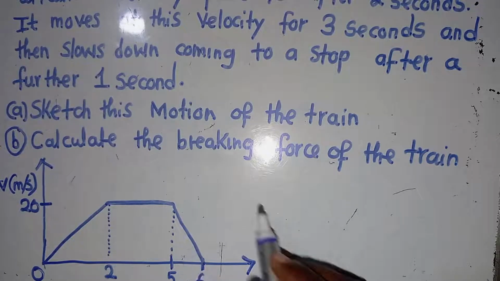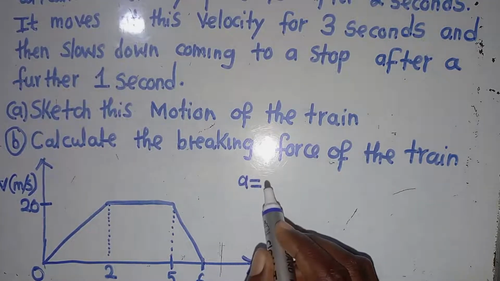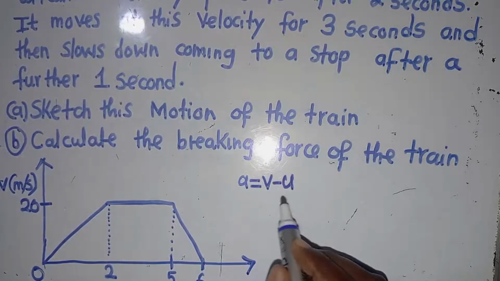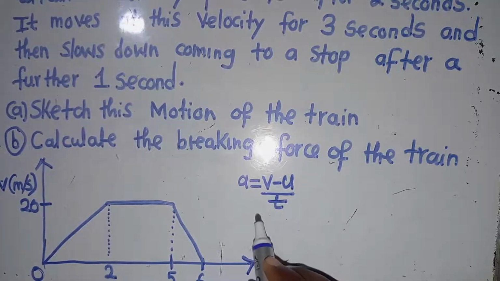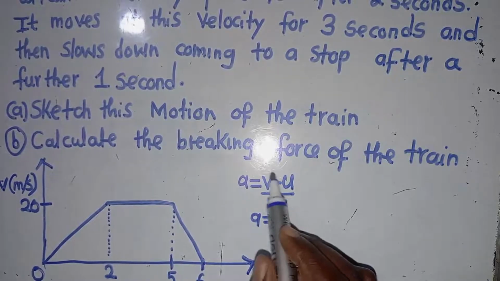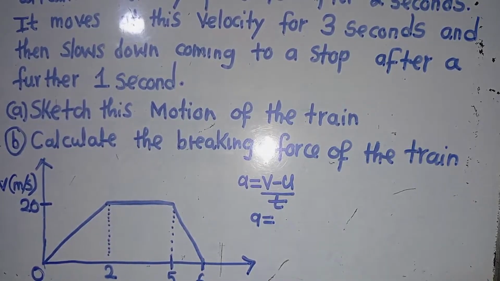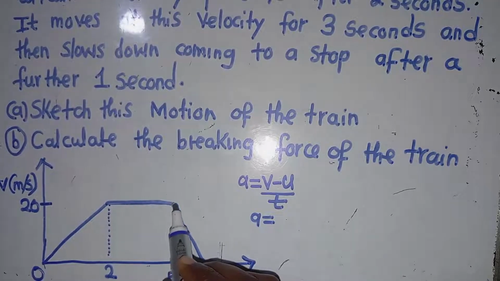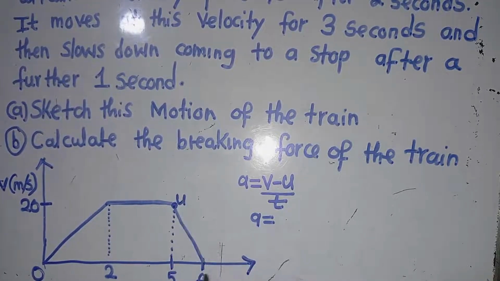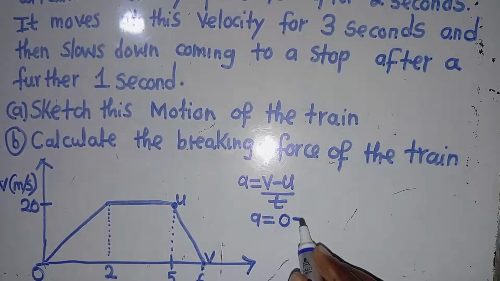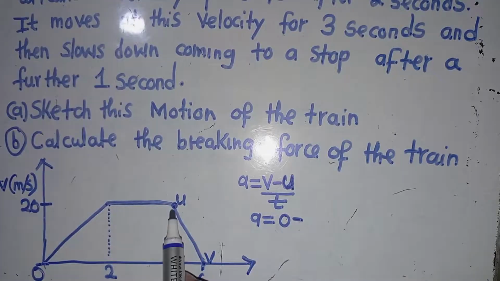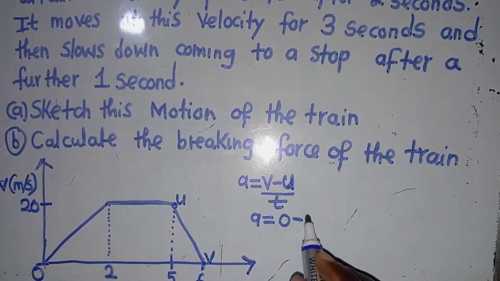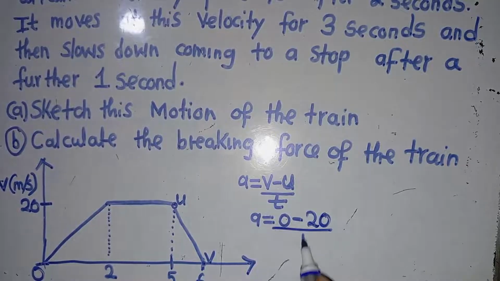So what do we say? Acceleration is equal to final velocity minus initial over time. What is the final? You are starting from this point, this is your initial. Then this is your final, then this is the time difference. So the final is 0. We consider here the velocity 0 minus the initial. Where was it starting from? Starting from 20. Over time. Time is just 1.